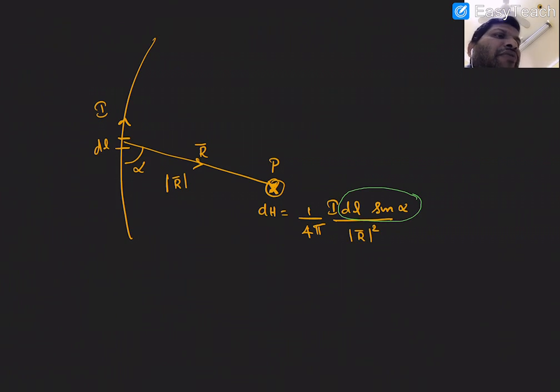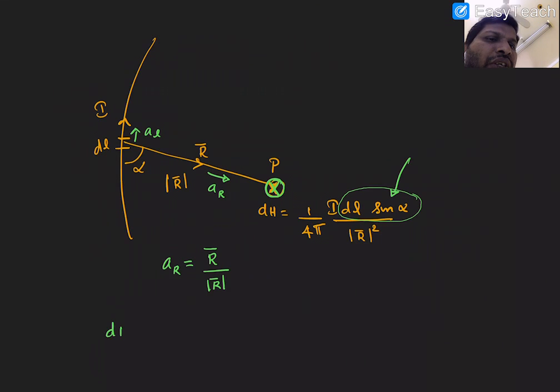What is this sine alpha? Let us consider the unit vector in the direction of r as AR, and the unit vector in the direction of dl as AL. So what is AR? We know that AR is equal to vector R divided by the magnitude of vector R. Now you see the direction of the magnetic field is going inside, and there is also a sine alpha term. So we can beautifully represent this concept by using the cross product.